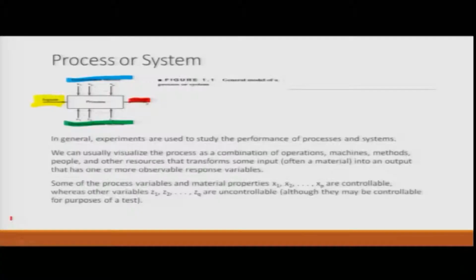In general, experiments are used to study the performance of processes and systems. You usually visualize the process as a combination of operations of machines, methods, people and other resources that transform some input, often a material, into an output that has one or more observable responses. Such process variables and materials are termed x1 to xp, which are controllable, and z1 to zq. This z has nothing to do with the standard normal deviate. These are uncontrollable, although they may be controllable for the purpose of the experiment, but for the test we will consider them not under control.